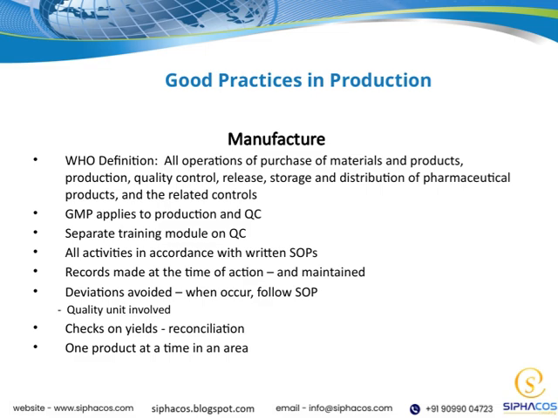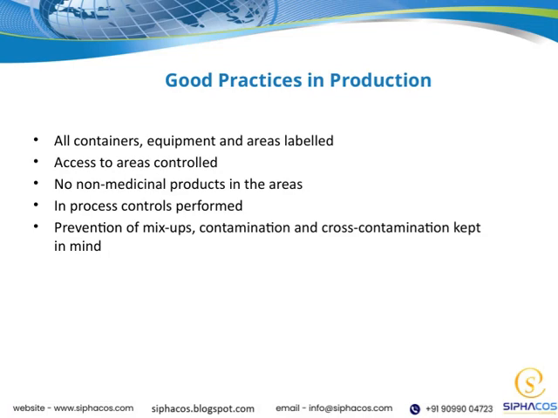Another key point is checks on yields, which involve reconciliation to ensure that the amount produced matches expectations. It's also best practice to handle one product at a time in a designated area, minimizing cross-contamination and errors. Finally, emphasizing good practices in production is crucial. These practices form the foundation of quality and safety in pharmaceutical manufacturing, aligning with our overall goal of ensuring product integrity and patient safety. Let's start with the importance of labeling.